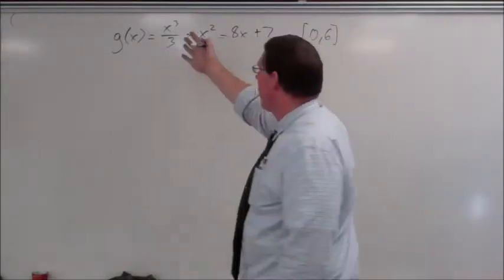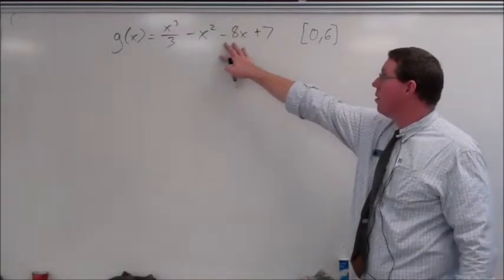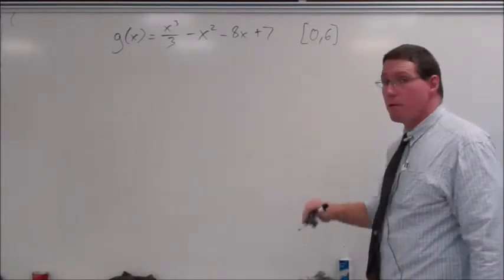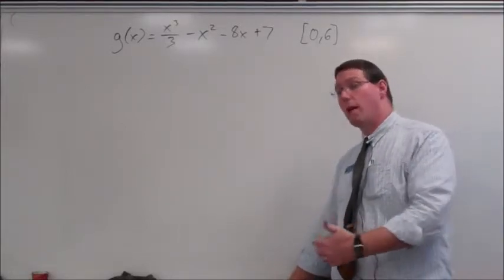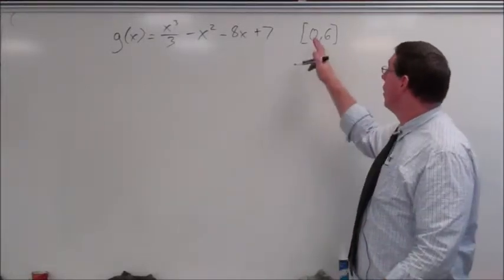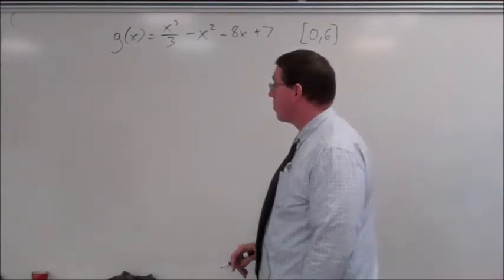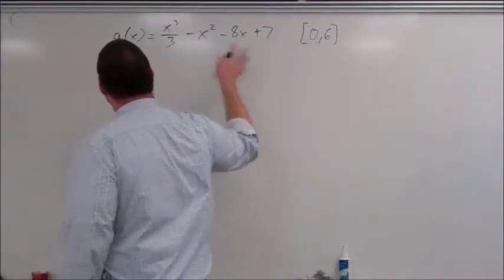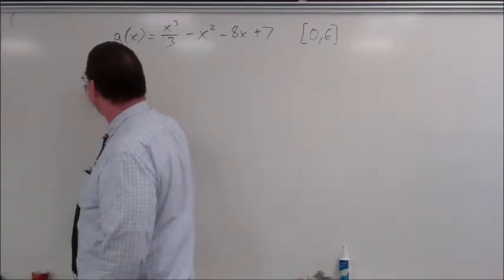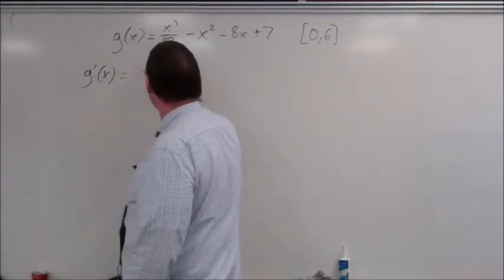Well, again, we've got a polynomial. We're on a closed interval. This is continuous everywhere. This is a closed interval, so the extreme value theorem does apply. And you would want to state because it's continuous on the closed interval from 0 to 6, we can guarantee an absolute maximum and an absolute minimum. Our endpoints are 0 and 6, so we'll test those in a minute. But right now we need to find critical points, so we need the derivative g prime of x.